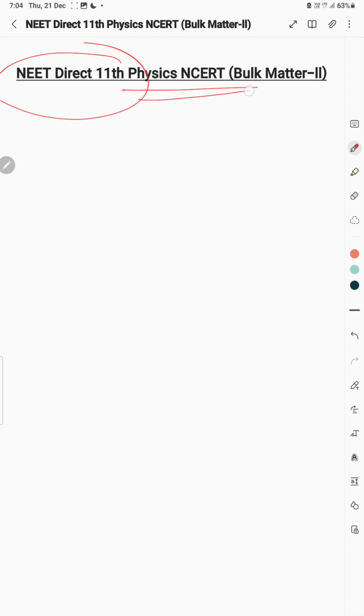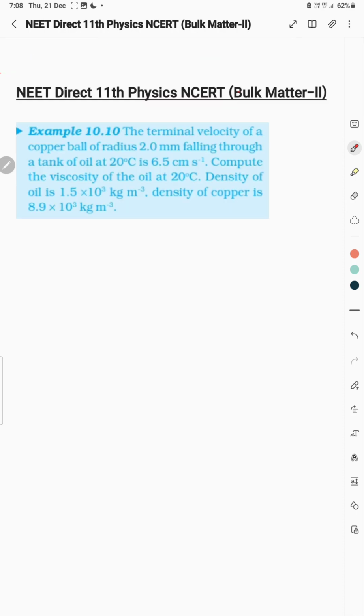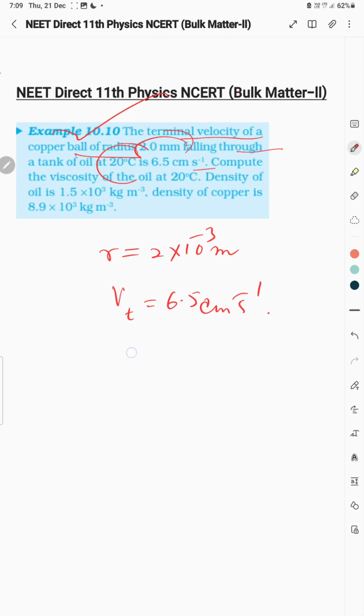Today we shall discuss the problems from the NCERT book, from the chapter on bulk matter, part 2. So let's start from example 10.10. The terminal velocity of a copper ball of radius 2 millimeter, which is 2 × 10^-3 meters, falling through a tank of oil at 20 degrees, is 6.5 centimeter per second.